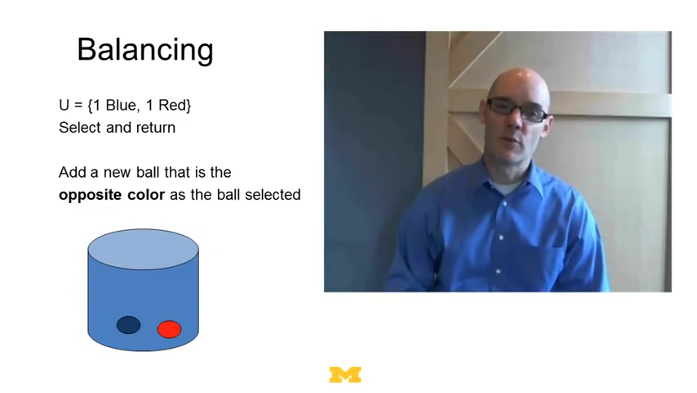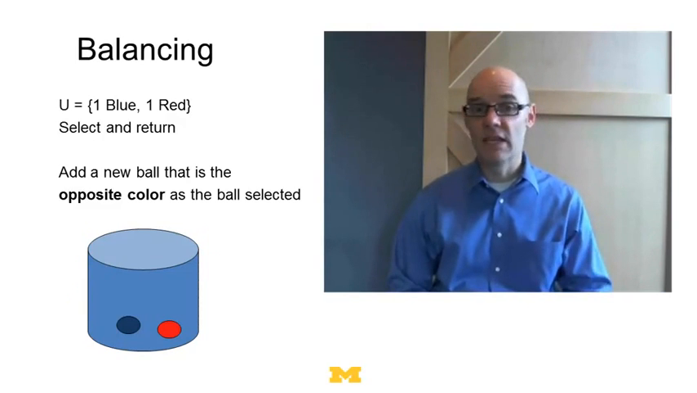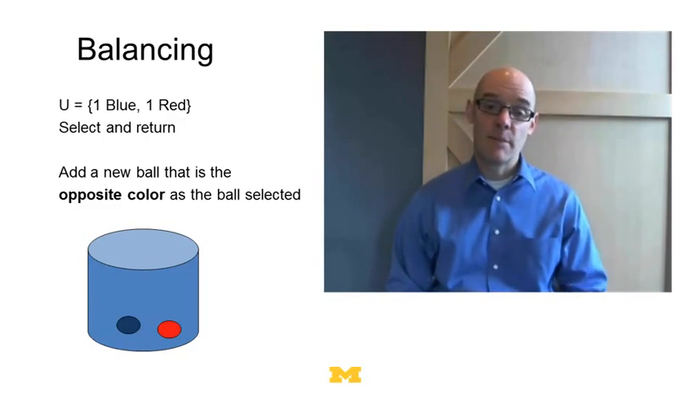Let me move on to another process. This next process is called the balancing process, and it's sort of the inverse of the Polya process. In the balancing process, again, we have an urn. There's a red ball and a blue ball.